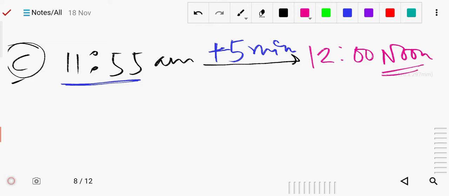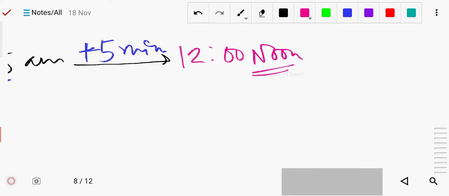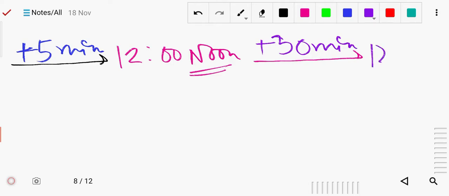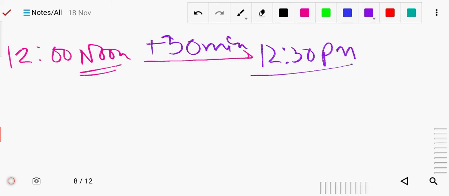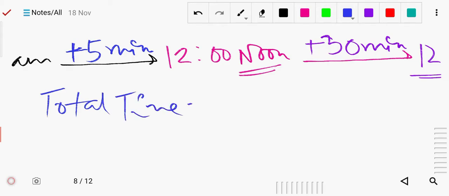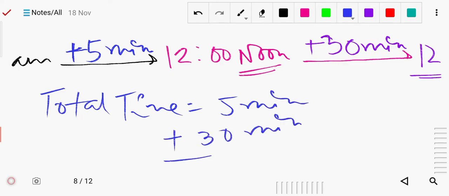Now from 12 noon, we have to go 30 minutes more, to 12:30. Of course, you add the 30 minutes more, and it will be 12:30, which is p.m. After 12 noon, this is p.m., and at this time I have to reach. Now you can see how much total time it has taken. So the total time will be this 5 minutes plus your 30 minutes. These two you can add, and that will be the total time.